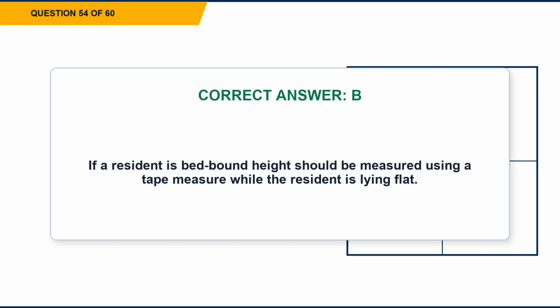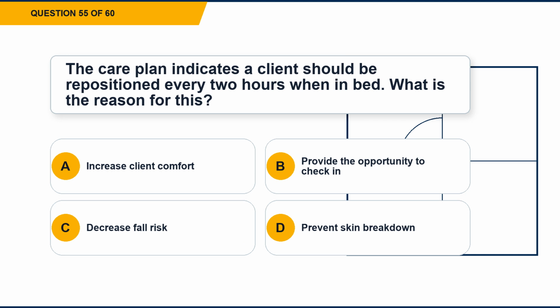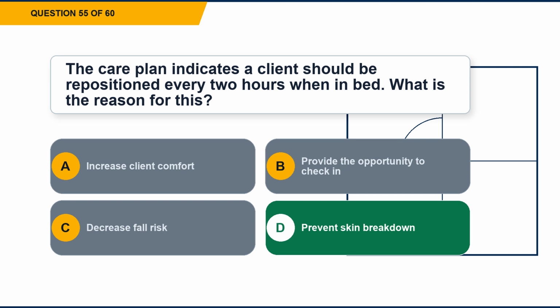Explanation: if a resident is bedbound, height should be measured using a tape measure while the resident is lying flat. Question 55. The care plan indicates a client should be repositioned every 2 hours when in bed. What is the reason for this? Option A, increase client comfort. Option B, provide the opportunity to check in. Option C, decrease fall risk. Option D, prevent skin breakdown. The correct answer is option D, prevent skin breakdown.